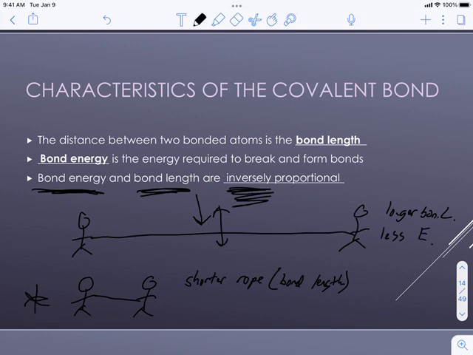that's less energy. If 2 people are very close, like at the bottom, they're keeping that really tight, I could probably karate chop that and not much would happen, right? It would stay pretty taut. So a shorter bond length, I need more energy to break that. That's why these 2 are inversely proportional.